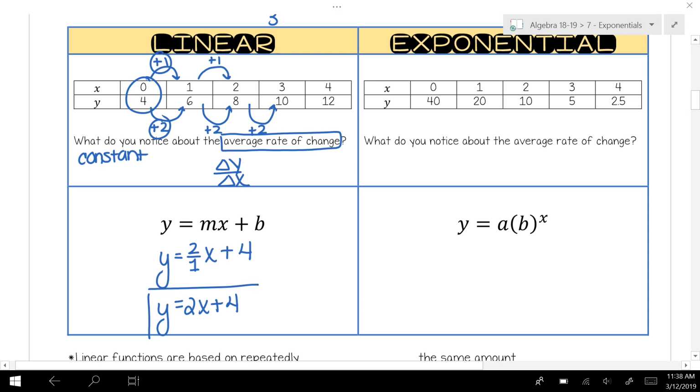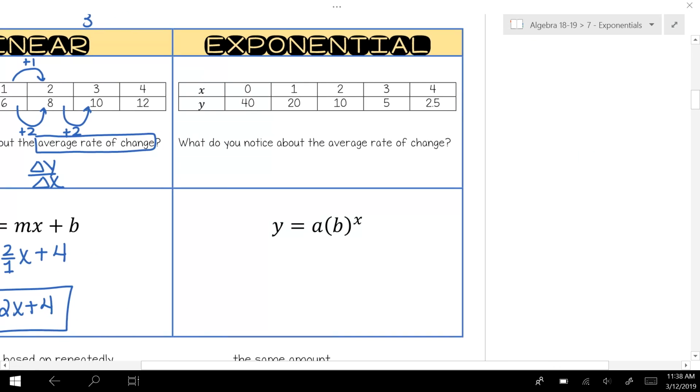Nice. So when you look at the exponential, you can see these x's are going up by 1, which is cool. But what's happening here is, I could say this is going down by 20, but then this one is not going down by 20, so it's not consistent, or constant, I should say. So what's happening here? Let me think about this.